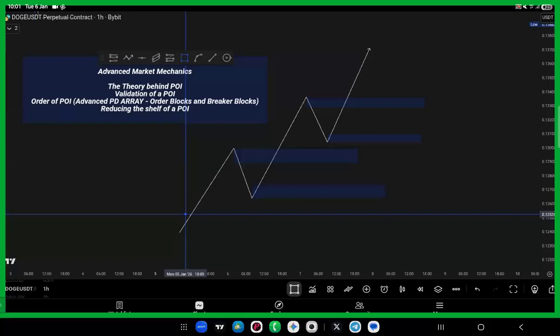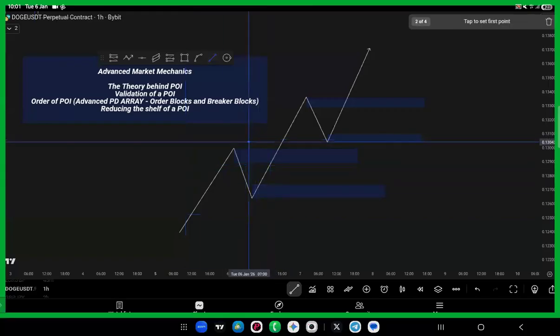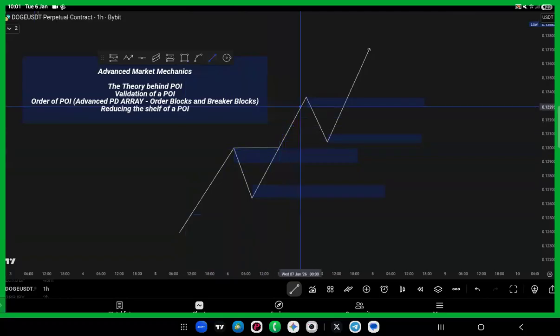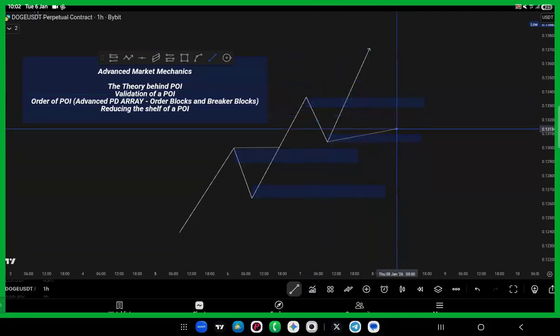Now, let's come back to this. This is the break of structure around here. After this break of structure, we get a pullback, which is this pullback, and this pullback actually gave us another break of structure to the upside. Now, by giving us this second break of structure to the upside, it means that this is now valid to be used as an inducement.